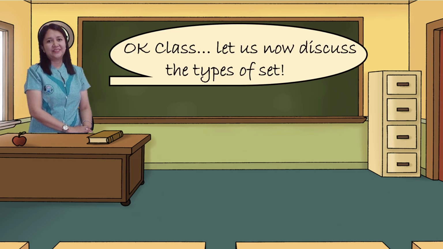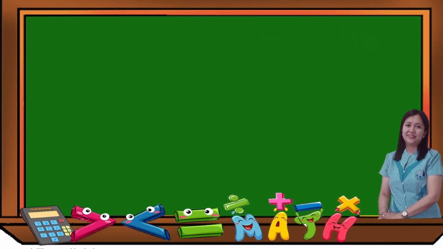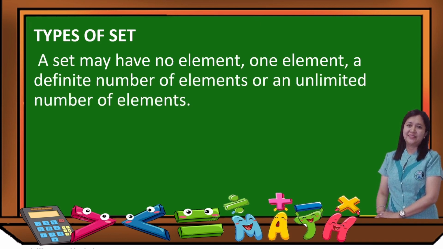Okay class, let us now discuss the types of set. Types of set. A set may have no element, one element, a definite number of elements, or an unlimited number of elements.